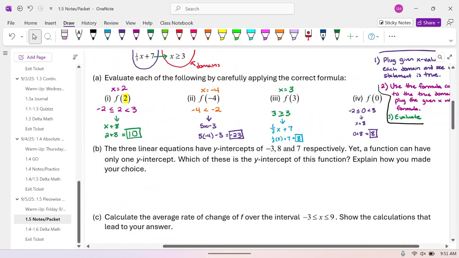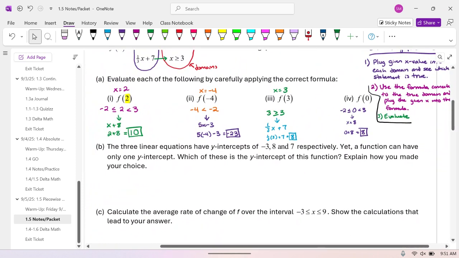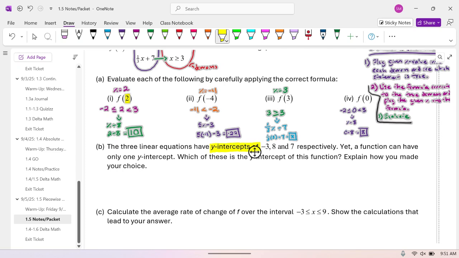Now, the 3 linear equations have y-intercepts of -3, 8, and 7, respectively. Yet a function can only have one y-intercept. Remember, the x's can't repeat, and if you have 3 y-intercepts, that means you have 3 places where x is equal to 0. All right? So which of these is the true y-intercept of the function?